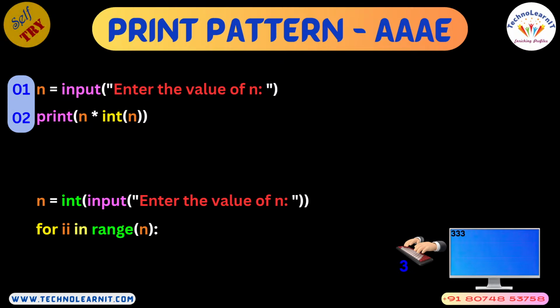You can use a for loop or a while loop. Here I have used a for loop for convenience. I have considered the variable name ii, for ii in range n. I am just going to print the n value every time, and I am using the end value, which is an argument to print, as an empty string.